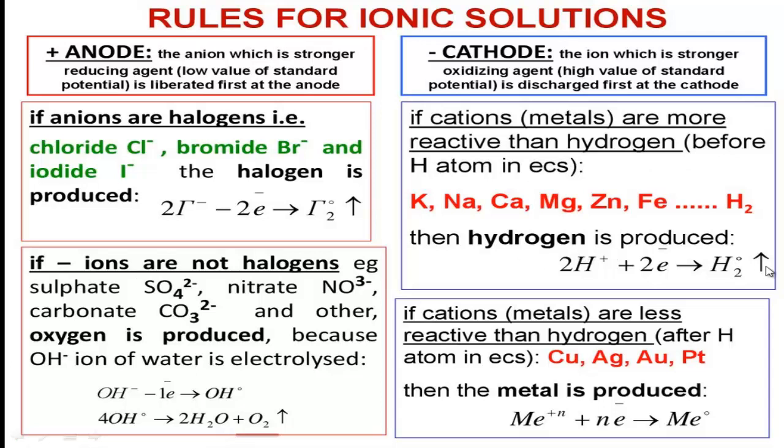For this, hydrogen gas is always produced if the cations are less reactive. If there are more reactive metals, like calcium and potassium, they are more reactive than hydrogen. And if less reactive metals than hydrogen are present at the cathode, that means copper, silver, gold, platinum, then that metal is produced, not hydrogen gas. So in this way you can easily write the oxidation reduction reaction of the electrolysis process.